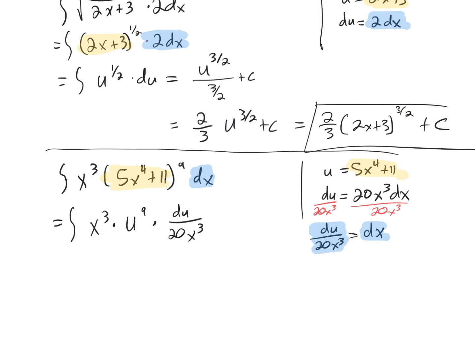So let me go ahead and reduce this. x cubed divided by x cubed would just be 1. So the problem simplifies to be the antiderivative, or the indefinite integral, of u raised to the 9 du. Now I still have this dividing by 20.